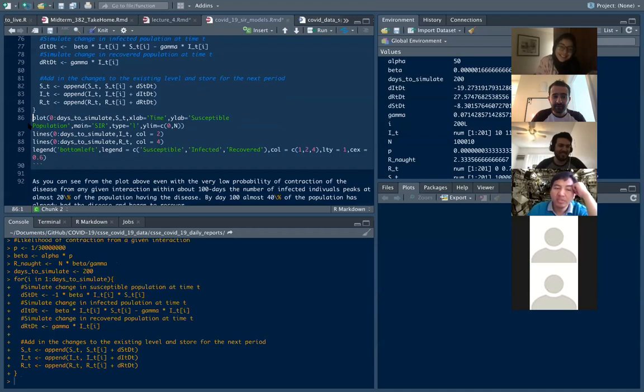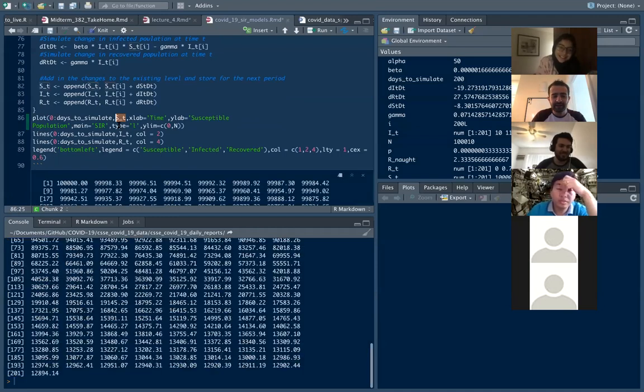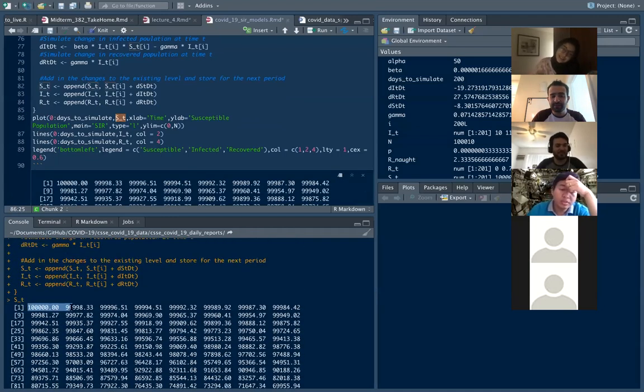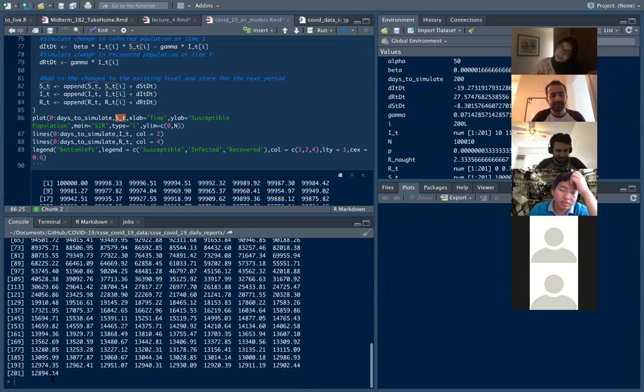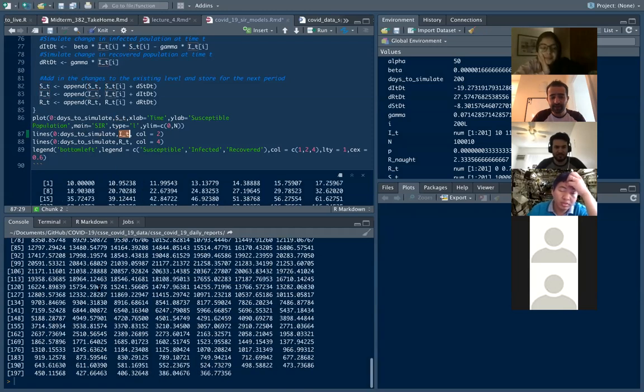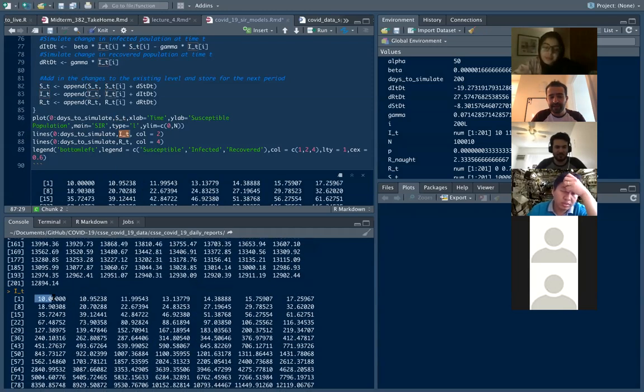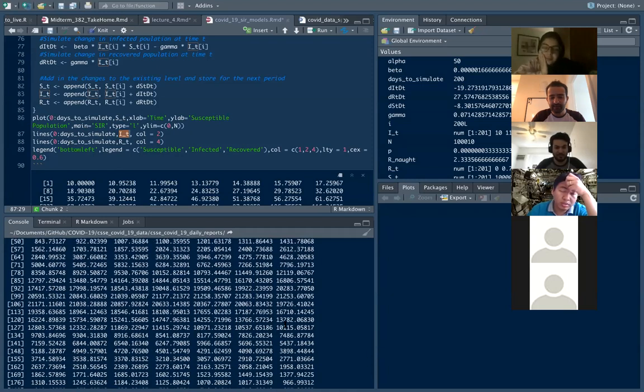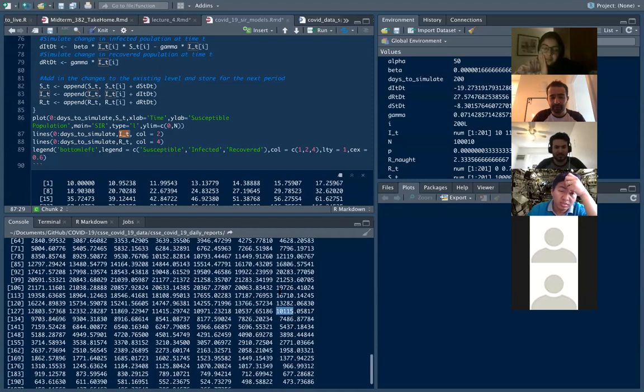Once that code is running, you end up with a vector S of t, which tells us the size of the susceptible population over time. We start off with a susceptible population of 100,000. Over the course of 200 days, the susceptible population falls to 12,894. The infected population, on the other hand, grows from 10, and it peaks at more than 10,000, almost 20,000 people being infected. That's 20% of the population.